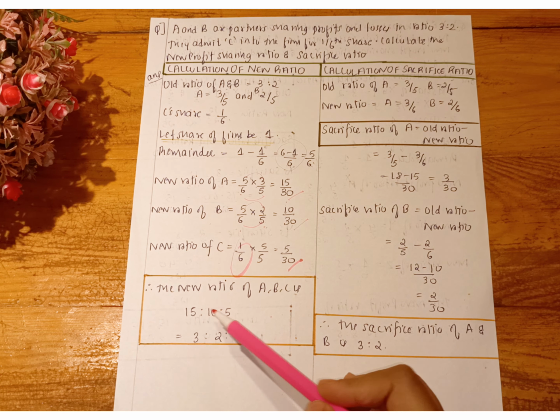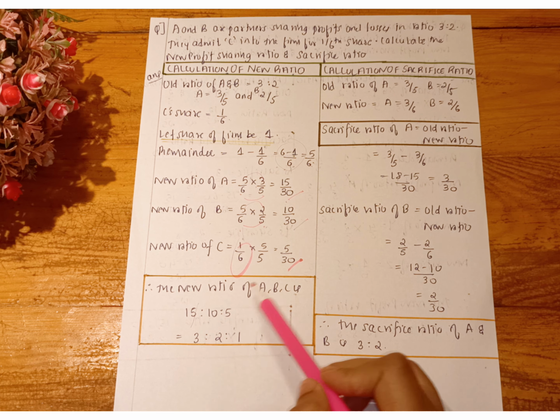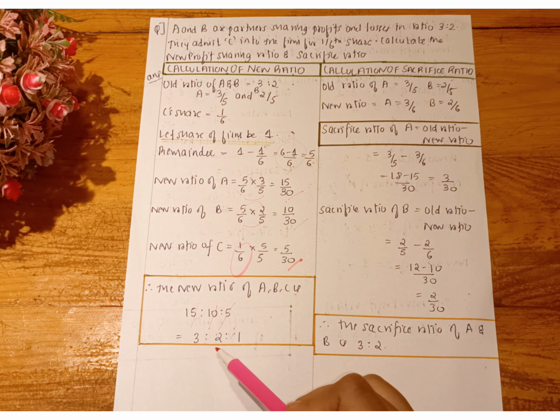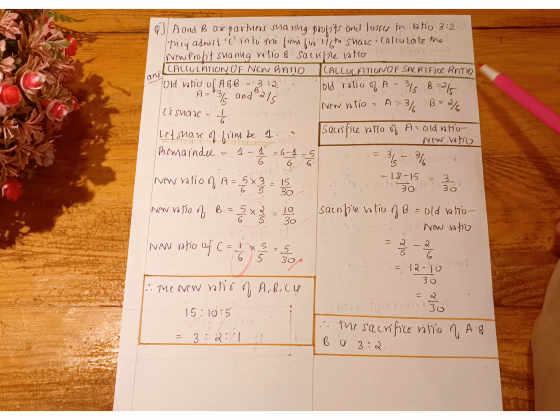We have to see whether all these numbers can be cancelled by one number. So 5 3s are 15, 5 2s are 10, 5 1s are 5. Hence your new ratio is 3:2:1. Okay. Moving on to the sacrificing ratio.